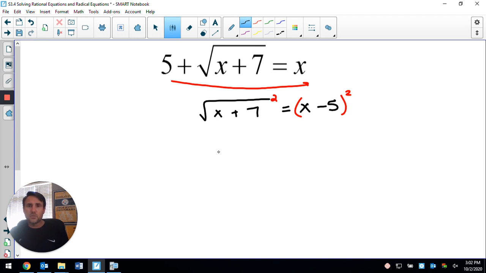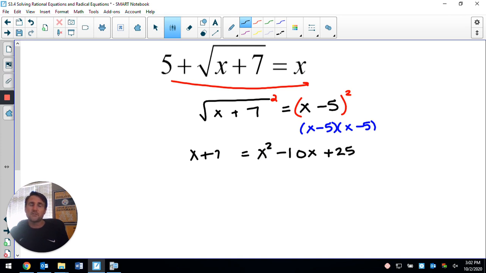On the left side of the equation, the symbols just cancel each other out. The square root and the squared, gone, right? They're opposites. But on the other side, you have to multiply the x minus 5 times itself, and the result of that is going to be x squared minus 10x plus 25. The negative 10x is from the inside and the outside terms combining together. And so now we have a quadratic equation, which we just learned about solving.